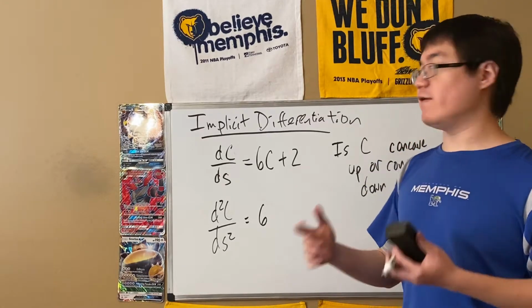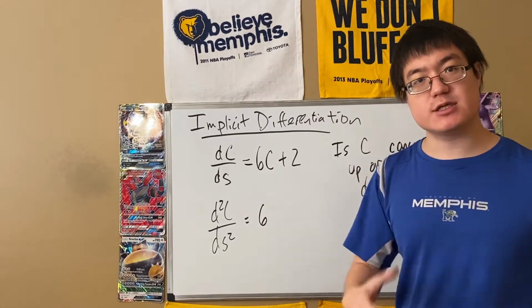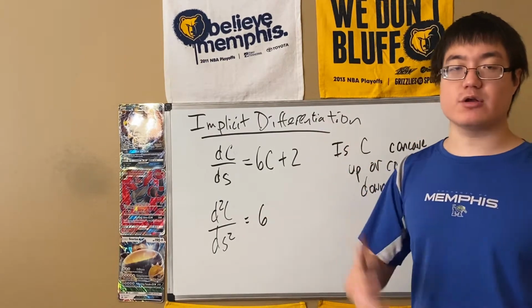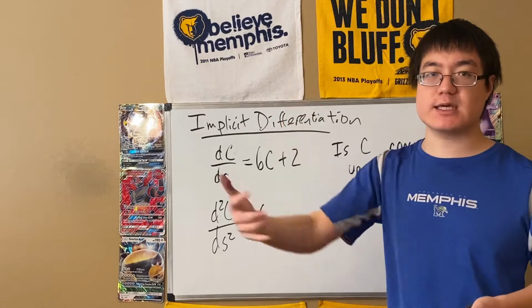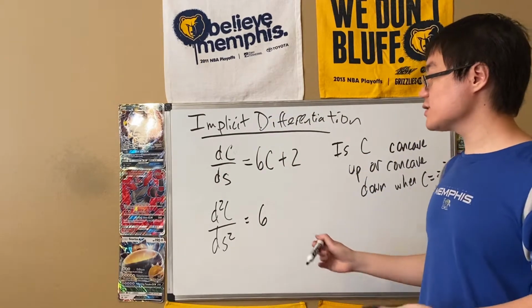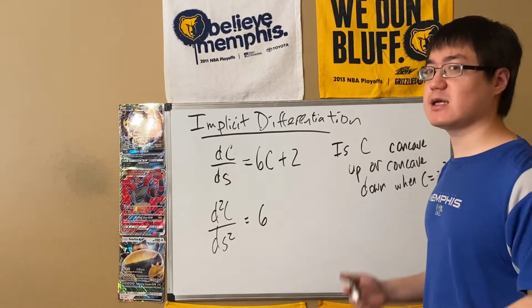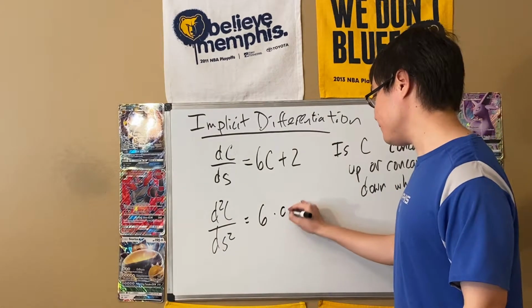So what's the derivative of 6c? It's not just 6, it's 6 times the derivative of c. Like the derivative of 6y is not just 6, it's 6y prime. So in this case, what's the derivative of 6c? It's not just 6, it's 6 times dc/ds.